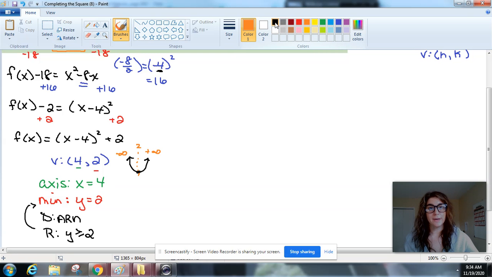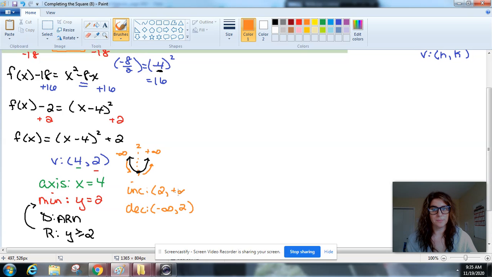And when we talk about increasing and decreasing, we want to know if I was to trace it with my pencil, in what direction do I go in? So on the negative infinity side, I'm going down first. So I'm decreasing from negative infinity to the axis of symmetry, which is 2. And then on the right-hand side, I'm increasing from 2 to positive infinity. Okay, so I can ask you all of those things and to even actually physically graph this if needed.